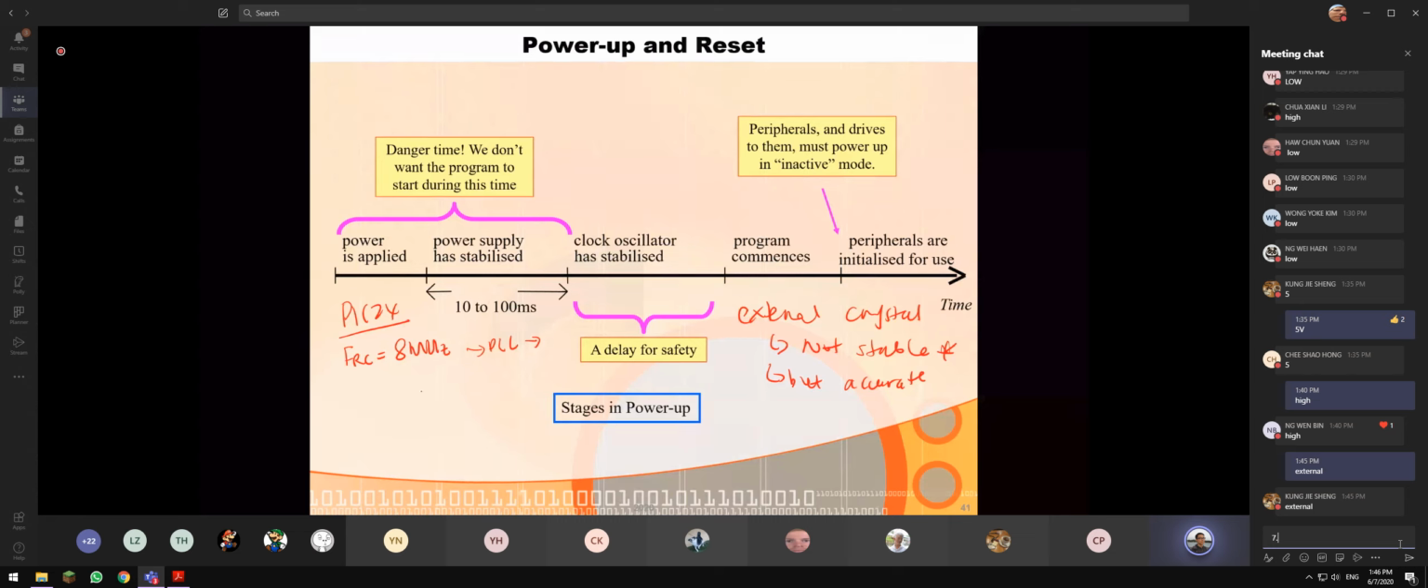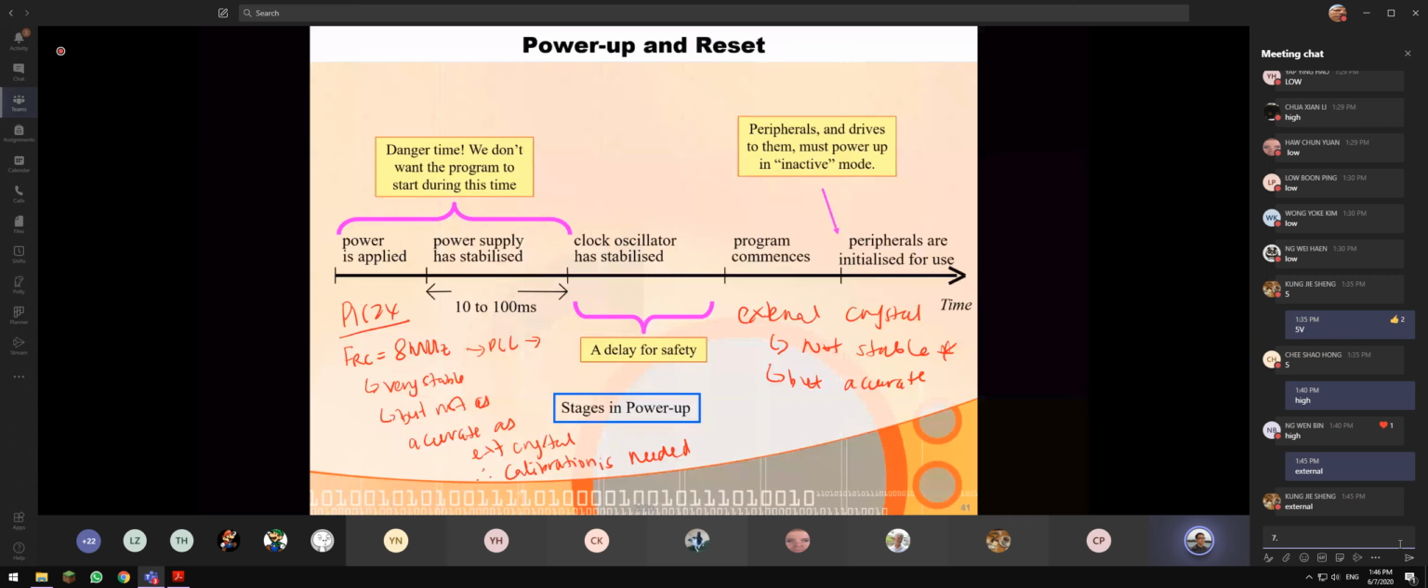But if you're using the internal FRC, it's very stable, but not as accurate as an external crystal. Therefore, calibration is needed. Just for information, with PIC 24 we always prefer using the internal FRC.